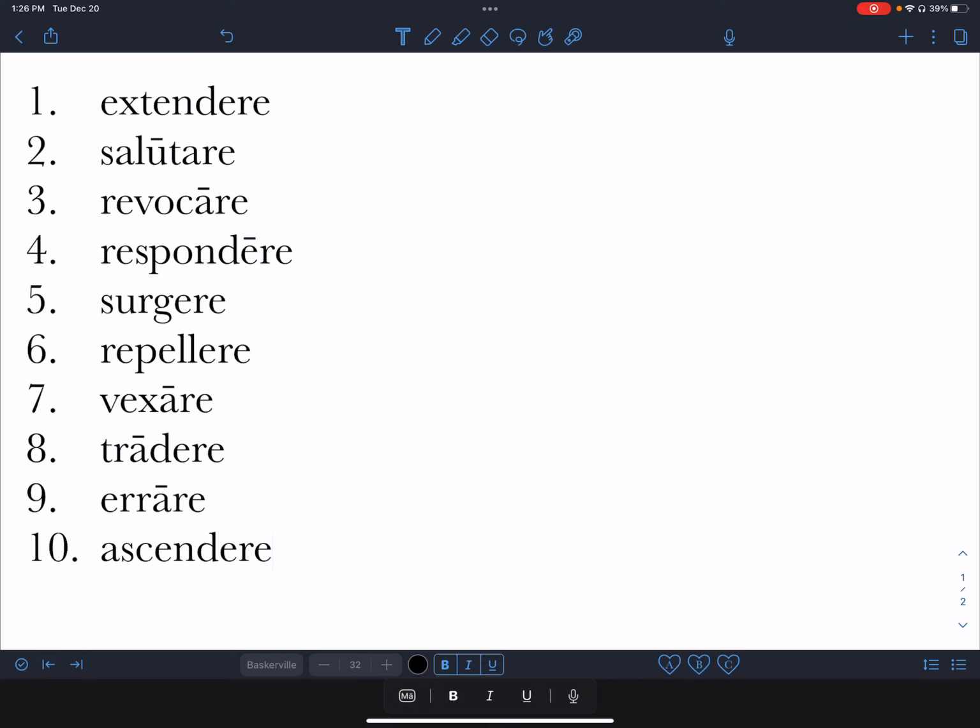Right, so either add an E or make a slight change, or some of them won't have any change. But essentially pull off the infinitive ending.